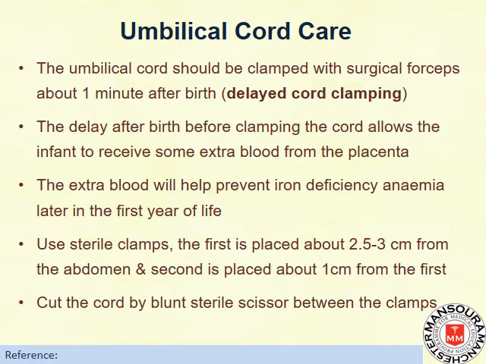The delay after birth before clamping the cord allows the infant to receive some extra blood from the placenta. This extra blood will help prevent iron deficiency anemia later in the first year of life. You should use sterile clamps. The first is placed 2.5 to 3 centimeters from the abdomen, and the second is placed 1 centimeter from the first. And then we cut the cord with blunt sterile scissors between the two clamps.